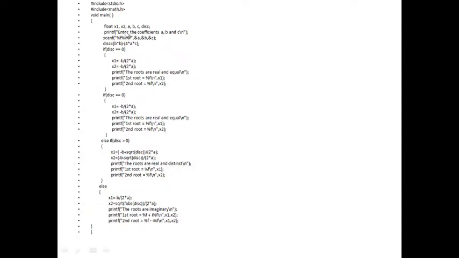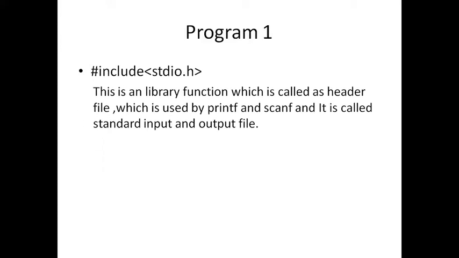So here, this is the program written for this. Now let's understand this program in depth. Here we can see disk is equal to b square minus 4ac. So we check if disk is equal to 0, disk is less than 0, and disk is greater than 0. Now let's understand this program.